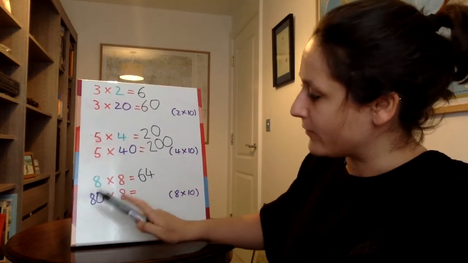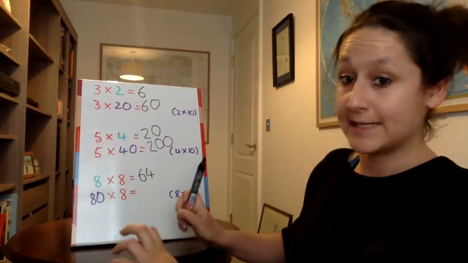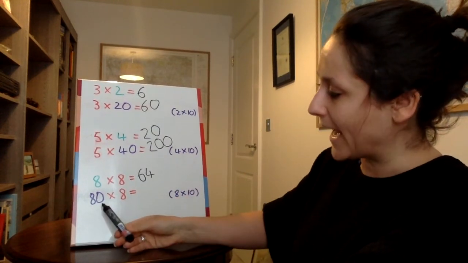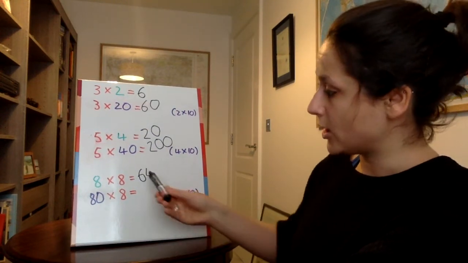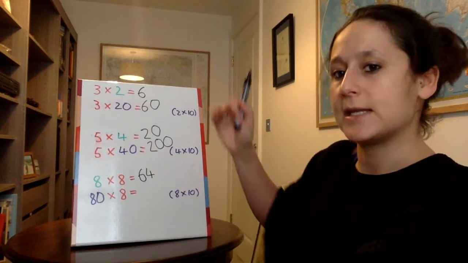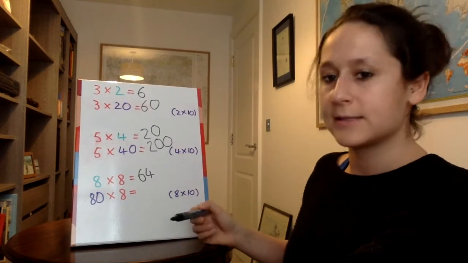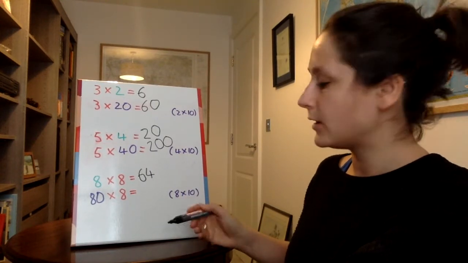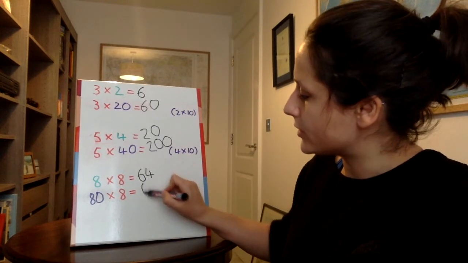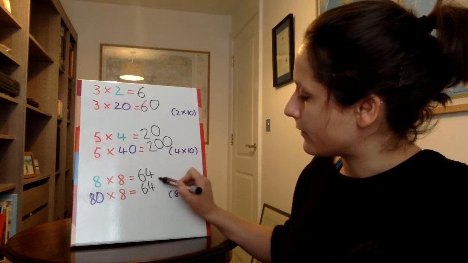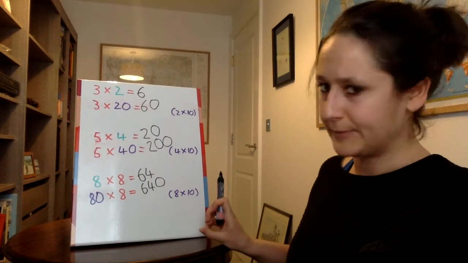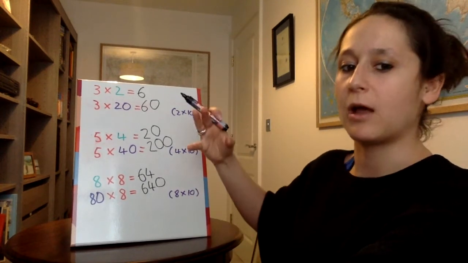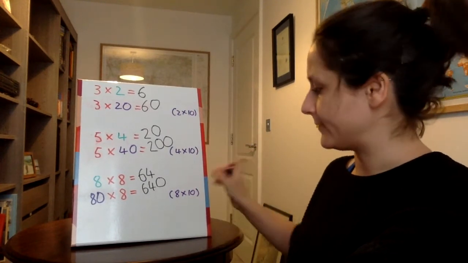So, this time we've got 80 times 8. You treat it in exactly the same way. We know that 80 is 10 times bigger than 8. You can see over here. So our answer needs to be 10 times bigger. 10 times bigger than 64 is 640. Again, it does look like I've stuck a 0 on the end there. I haven't. I have multiplied that 64 by 10.